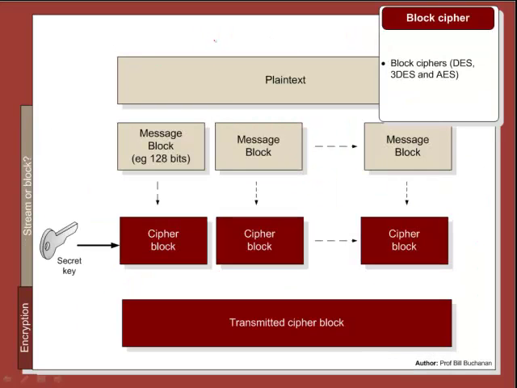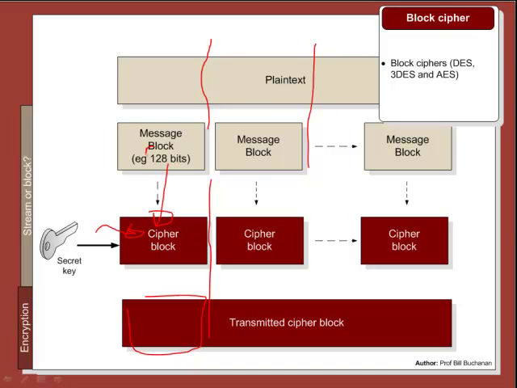And the way it does it is it'll take a whole block of plain text called the message block. It then encrypts one block at a time, and then joins these together to create a transmitted cipher block. So we have a secret key that we apply to make the cipher blocks.